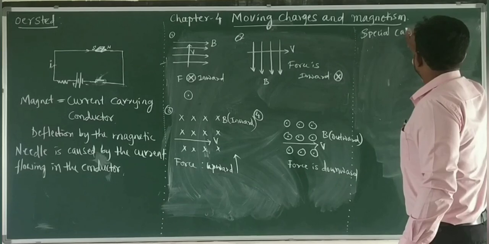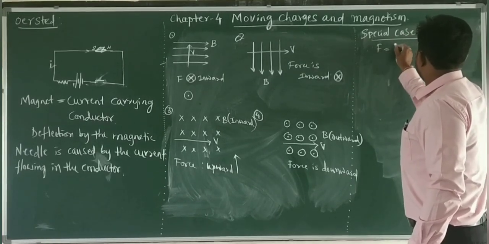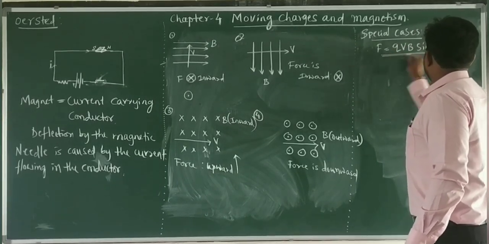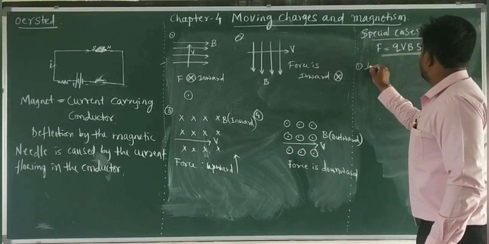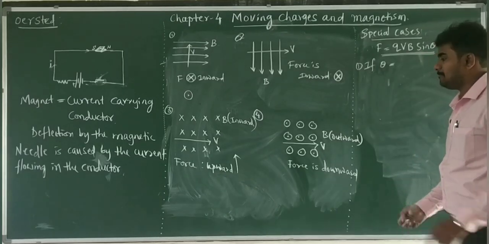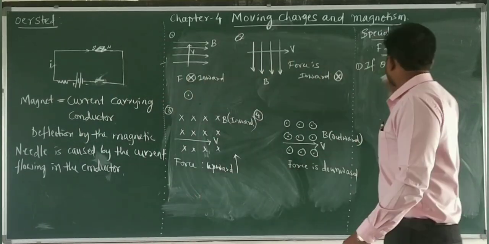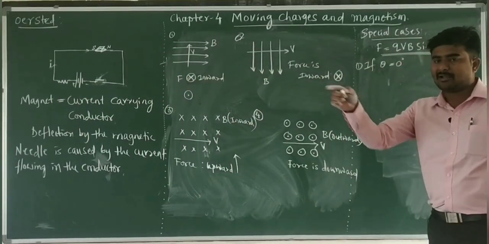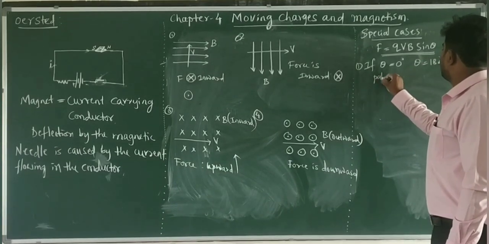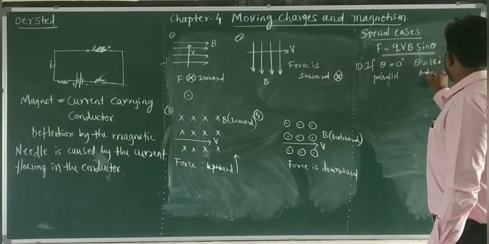Special cases. As our force formula is F is equal to QVB sin theta. First case: theta is the angle between V and B. If theta is equal to 180 degrees or 0 degrees, 0 degrees means parallel and 180 degrees means anti-parallel.